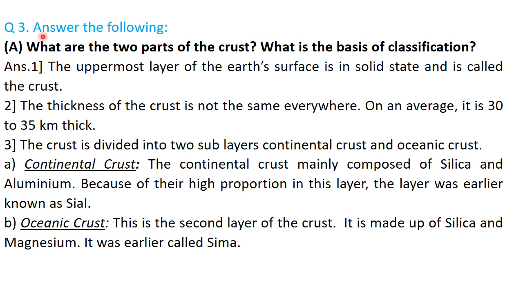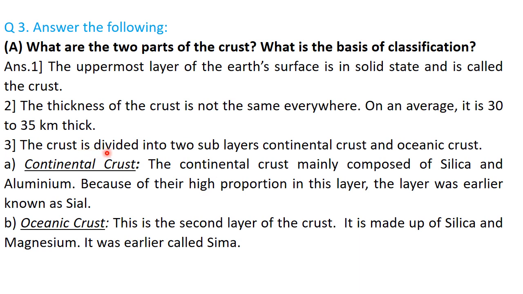Question number 3. Answer the following. A. What are the 2 parts of the crust? What is the basis of classification? Answer. Point number 1. The uppermost layer of the earth's surface is in solid state and is called the crust. Point number 2. The thickness of the crust is not the same everywhere. On an average, it is 30 to 35 km thick.